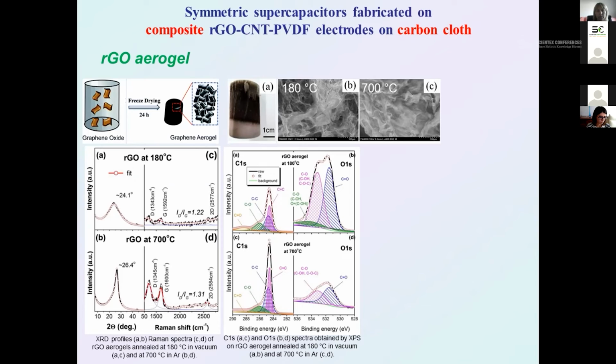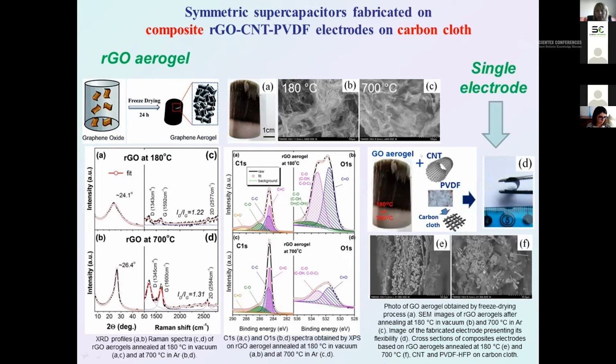We found that with increasing of temperature, the quantity of oxygen decreased significantly. And we mix it with carbon nanotubes to use it like spacer between reduced graphene oxide layers to be sure that we have space for electrolyte. Use a PVDF polymer like binder and use carbon cloth as substrate to make flexible electrode, as you can see.